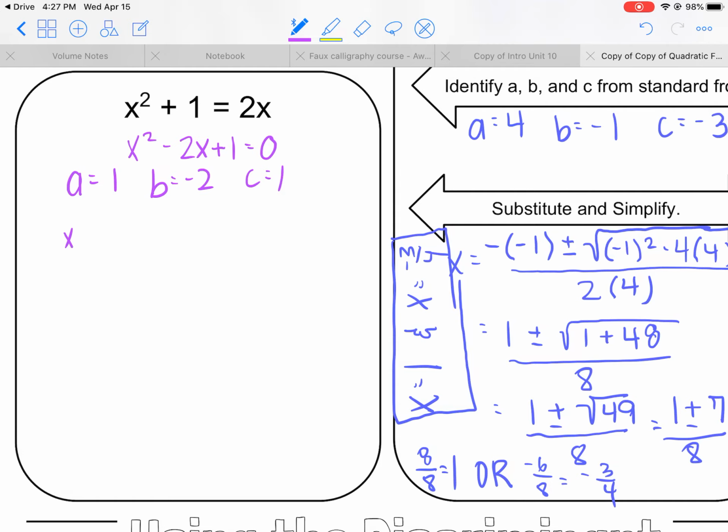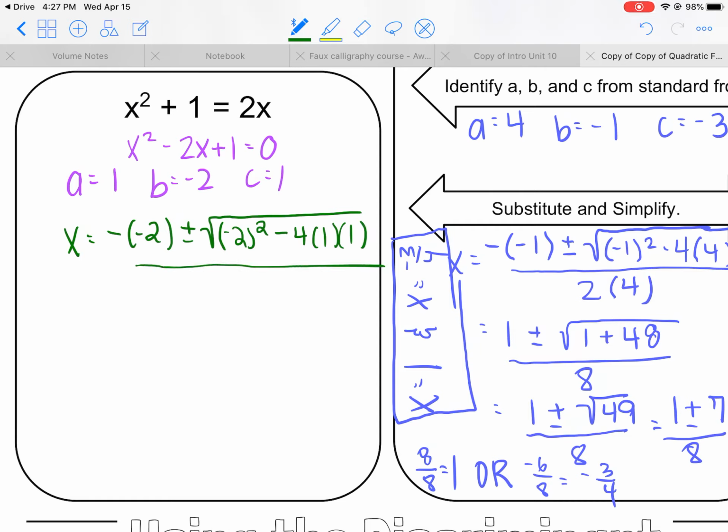So, x is equal to negative b plus or minus the square root of b squared minus 4 times a times c. And don't forget to divide that by 2a. Now I'm going to start simplifying. A negative times a negative is a positive, plus or minus. Negative 2 squared ends up being positive 4, minus 4, all over 2. I'm getting all kind of messy here.